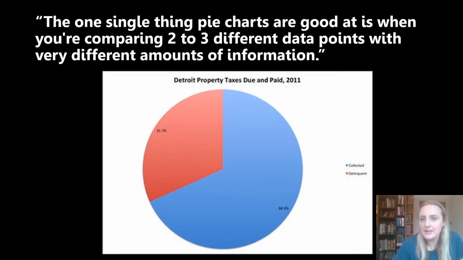It's not to say that pie charts are always useless. The one single thing a pie chart is good at is when you're comparing two to three different data points and they have very different amounts of information. So if we look at this pie chart, I can see that blue is a lot more than red, and that's it. If I have too many sections, it's useless. If all the sections are the same size, it's useless. But if I have two or three quantities with very different magnitudes, then perhaps a pie chart is not awful.